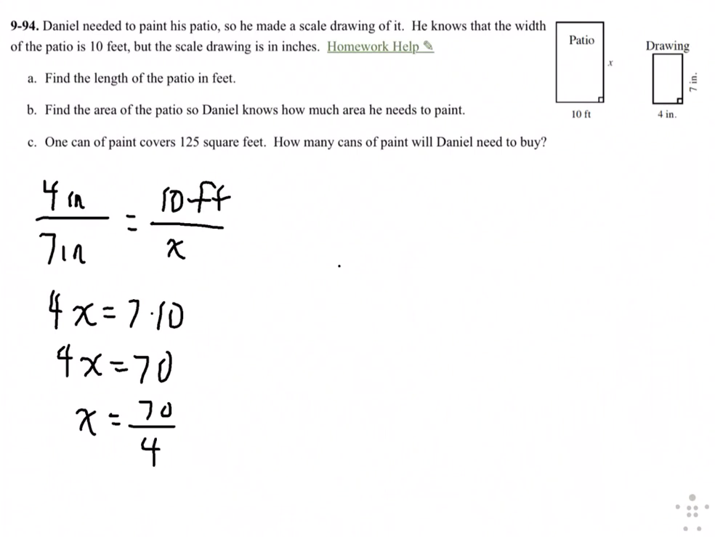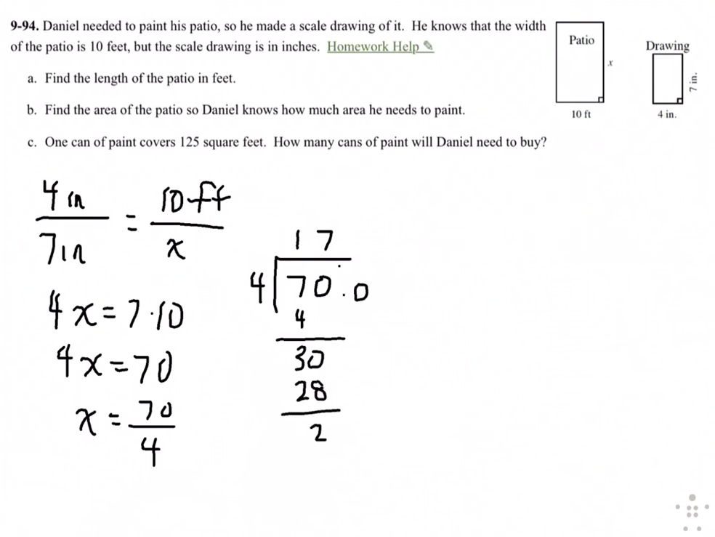70 over 4, we typically don't leave that when we're talking about length, right? So let's see, it goes in, 20 would be 80, so 17, right? And the remainder is, so 4 goes into 70. Let's just do this. 4 into 70. 4 goes into 7 once. 30. 4 goes into 30. 7 times, and that's 28, and 2, bring down the 0, 20, 17 and a half. So I would say 17 and 1/2 feet would be the length of the patio.